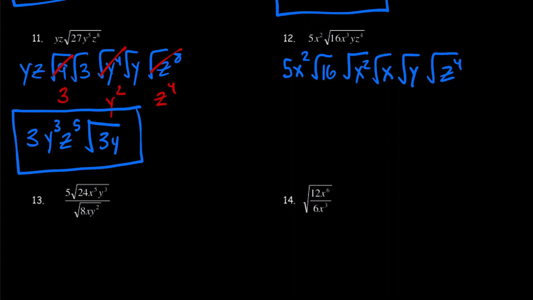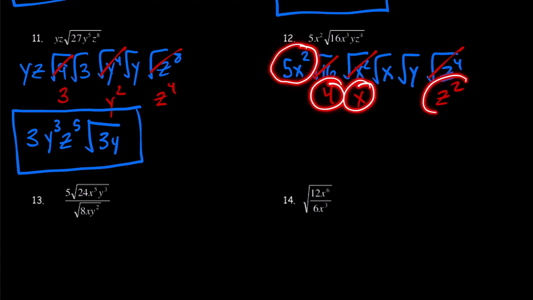So now what I can do with the square root of 16 is just 4, outside of a radical. The square root of x squared, just x. Can't do anything with the square root of x, can't do anything with the square root of a y. Square root of z to the 4th, z squared. So now let's take a look at what we have. This is outside of the radical, as is the 4 and x and a z squared. So we'll start with 5 times 4. That gives me 20.